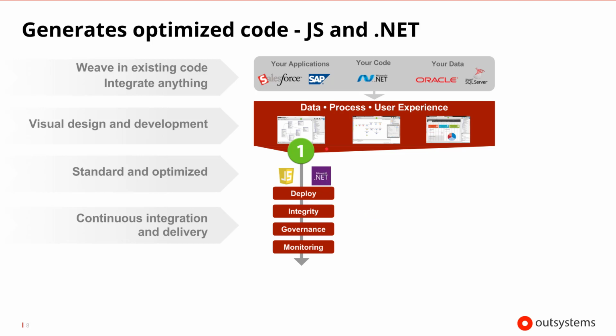Once things are developed and ready, we can then publish in a standard and optimized way to the server. And this is done by publishing the description of the application and generating standard HTML, JavaScript, and .NET code to be able to create the resources necessary to run the web or mobile application.